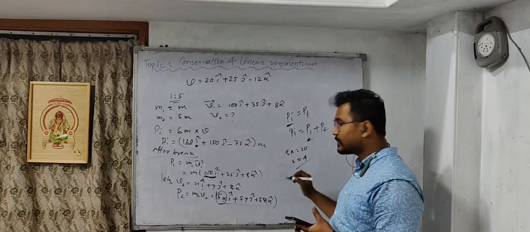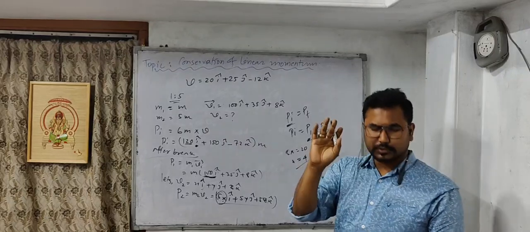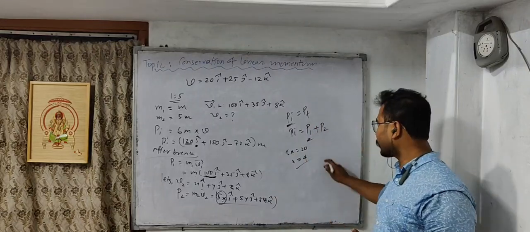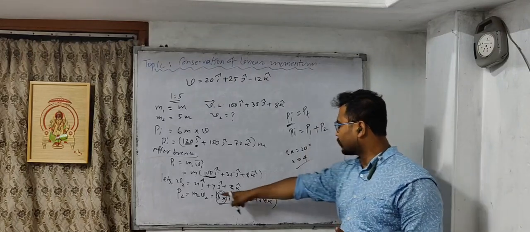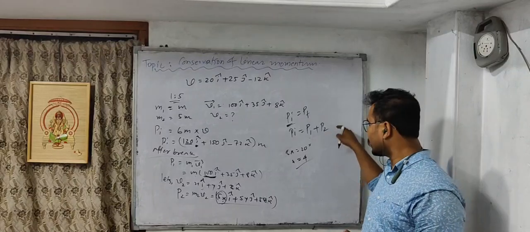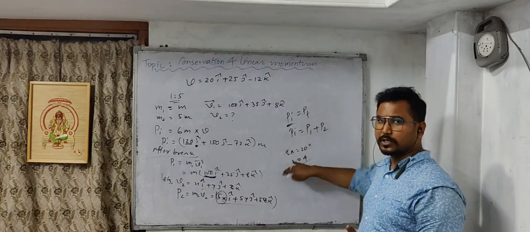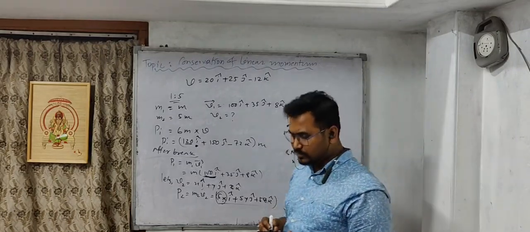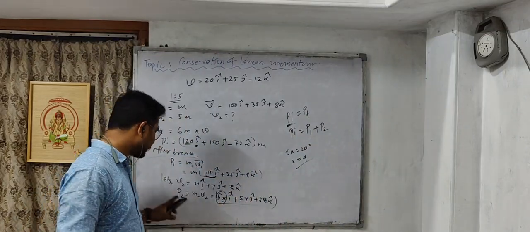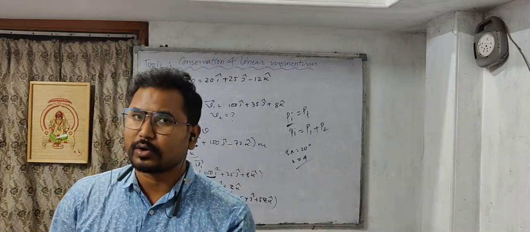But what would happen if the options were similar? Suppose option A is given as 4i, and option B is also 4i, but the j and k components are different. In that case you have to do the whole process. Instead of P1 you write the whole thing, instead of P2 you write the whole thing, then add P1 plus P2, and compare the coefficients of i, j and k. This way you can easily find the values of x, y, z, and hence the velocity of m2, correct? So this is how we will do the numericals.